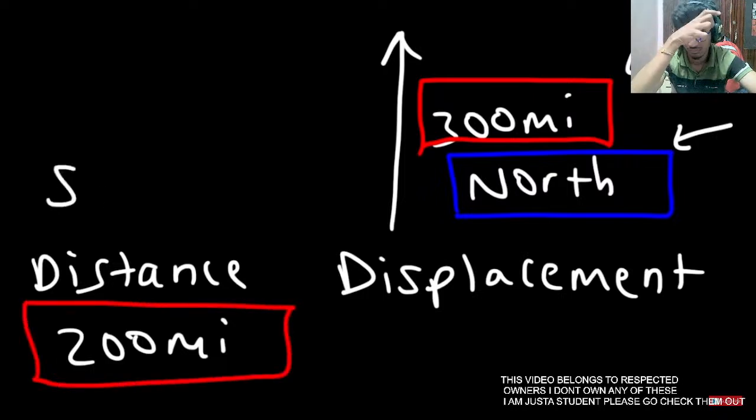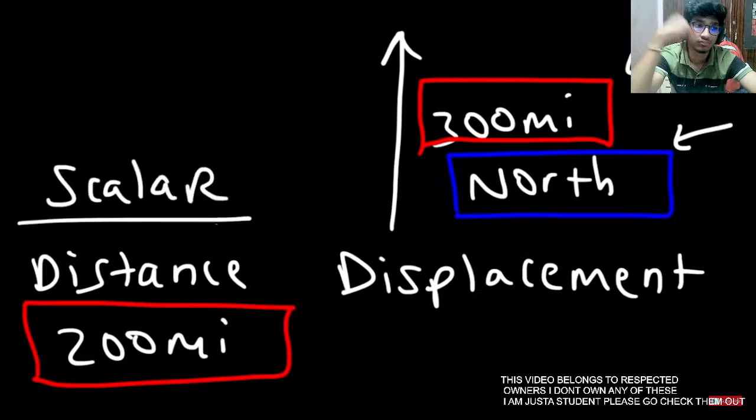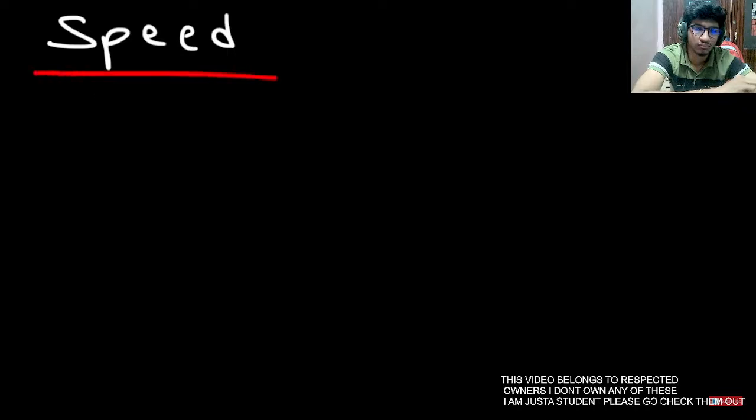A scalar quantity, as we said before, has magnitude only, but a vector quantity has a magnitude and direction. Now let's talk about speed. When you think of the word speed, what do you think of? Speed tells you how fast something is moving. So let's say a car is traveling 30 meters per second. What does that mean? That means that every second, the car will have traveled a distance of 30 meters.